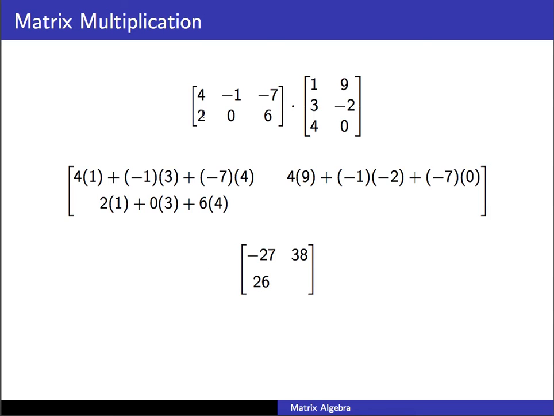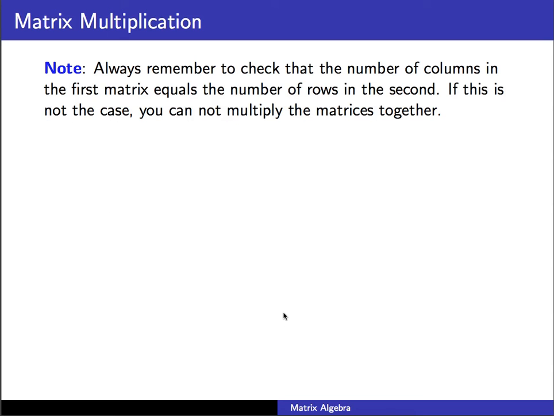And then finally, the second row, second column, and the answer to that is going to go in the second row, second column. So we're going to have 2 times 9 plus 0 times negative 2 plus 6 times 0, and we end up with 18. So our final answer is a 2 by 2 matrix where the first row has negative 27 and 38, and then the second row is 26 and 18.